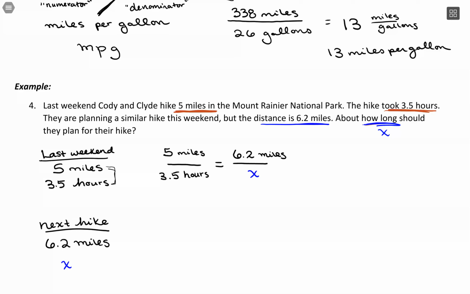And now it becomes a cross multiplication problem with units involved. So I'm going to cross multiply. So on the left-hand side, let's say I have that X times 5 miles equals, and on the right-hand side, I'm going to have 3.5 hours times 6.2 miles. And then what I'm going to do is divide both sides by 5 miles.